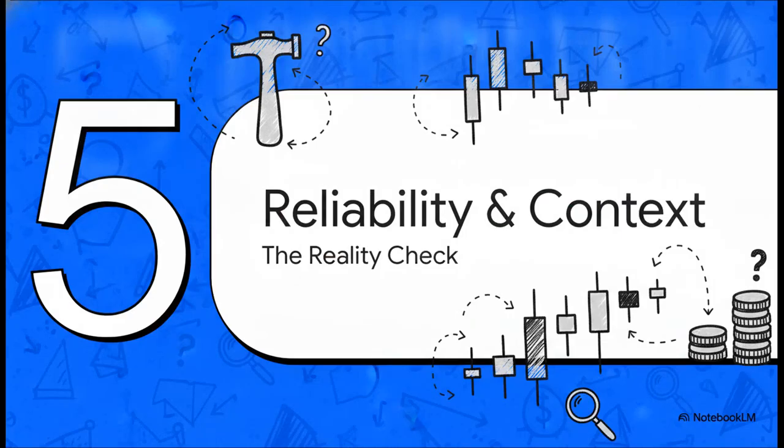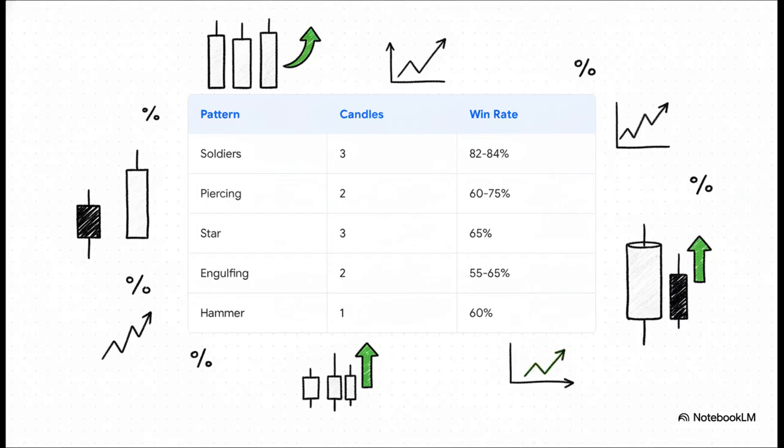Okay, part 5. Reliability, context, and data. The reality check. Now, as enthusiastic as I get about this stuff, we do need to bring things back down to earth for a second. Because look, simply seeing a shape on a chart is not some magical guarantee of instant wealth. But the data from Bukowski and other researchers proves that these patterns are quantifiable statistical edges, not just financial astrology.